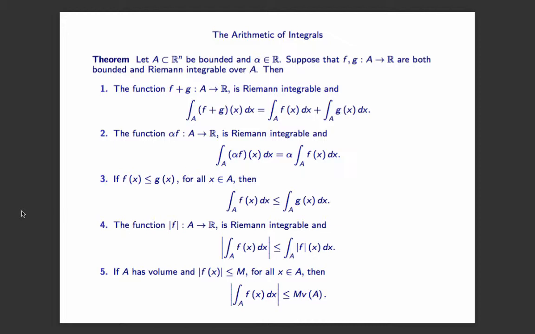So this arithmetic of integrals should look familiar to you. You saw a very similar set of results, at least results 1 through 4, already proven when we talked about integration on the real line. In fact, the proofs for results 1 through 4 remain the same. Rather than dealing with interval partitions, we have rectangular partitions, but the ideas are precisely the same. So I would encourage you to review the proofs for results 1 through 4 on the real line and adapt them to rectangles from lecture 2.